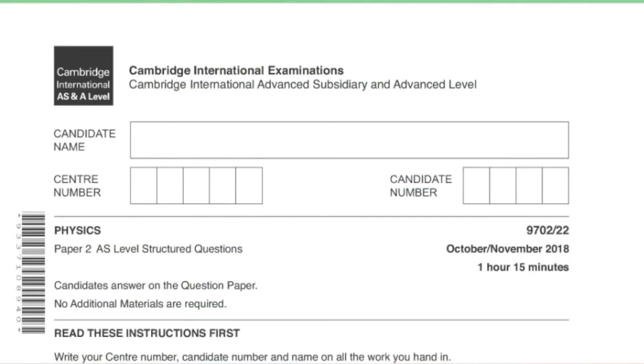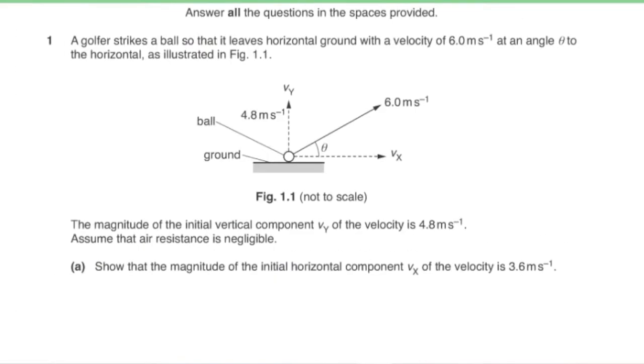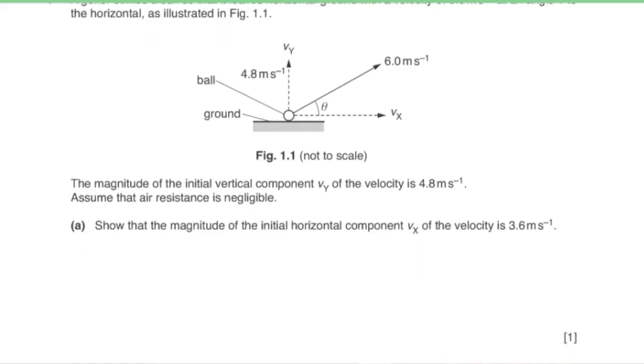Today I'll be solving Physics Paper 2 AS Level Structured Questions 9702 Paper 2 Variant 2 October-November 2018. Question number 1. A golfer strikes a ball so that it leaves horizontal ground with a velocity of 6 meters per second at an angle theta to the horizontal. The magnitude of the initial vertical component Vy of the velocity is 4.8 meters per second. Assume that air resistance is negligible.